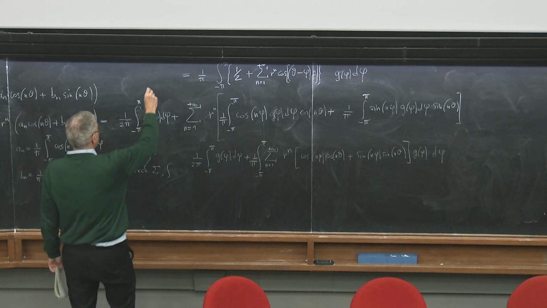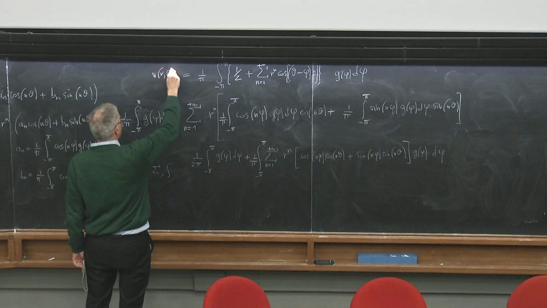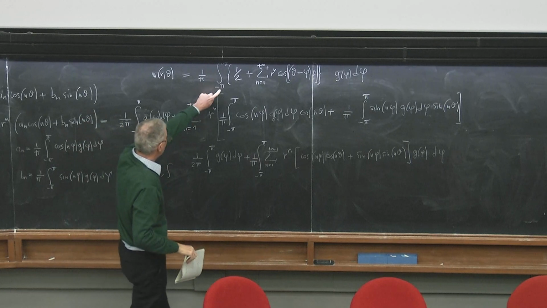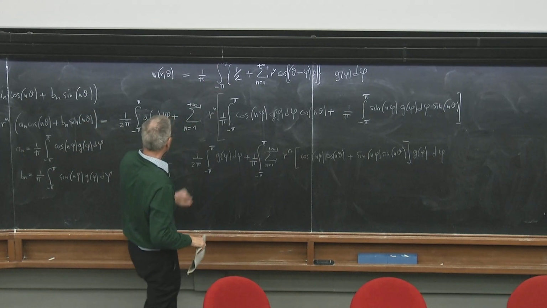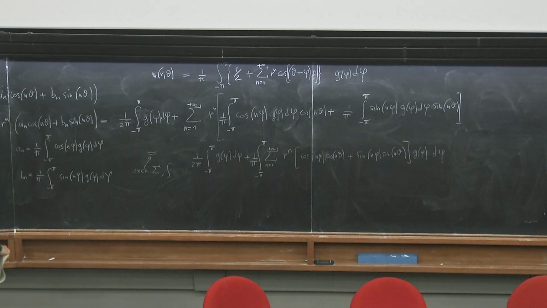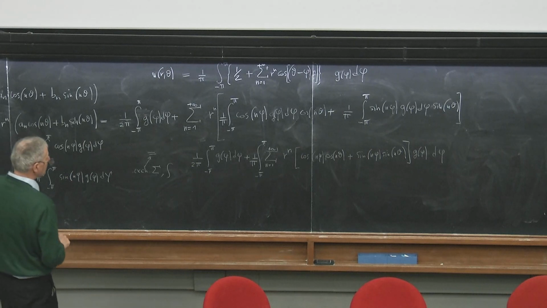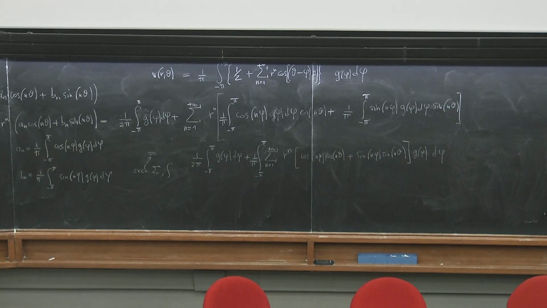So this is u(r, theta). You see now we are not far from our aim because this is expressed as an integral over the boundary of the unit disk, and g is also here because u is equal to g on the boundary. So this is okay. We have to work more on writing this kernel in a different way.